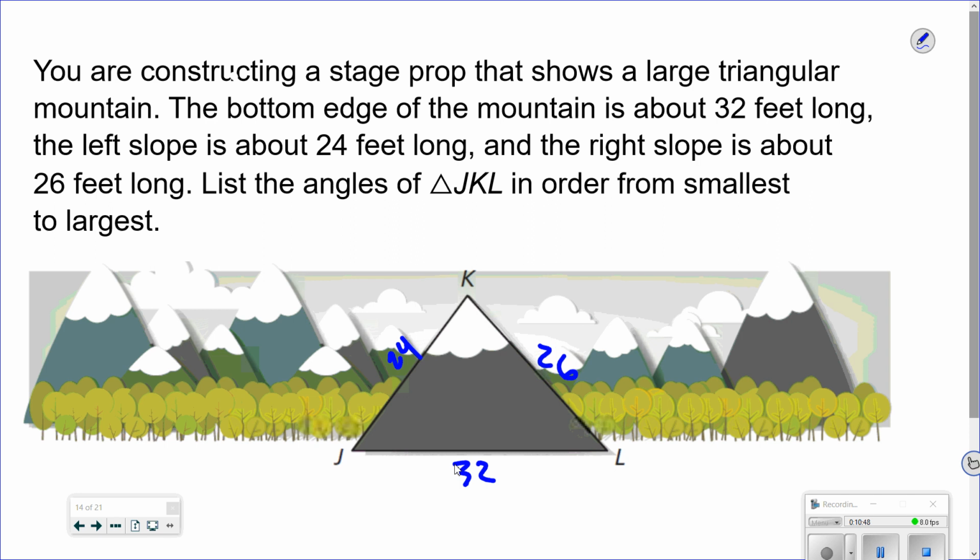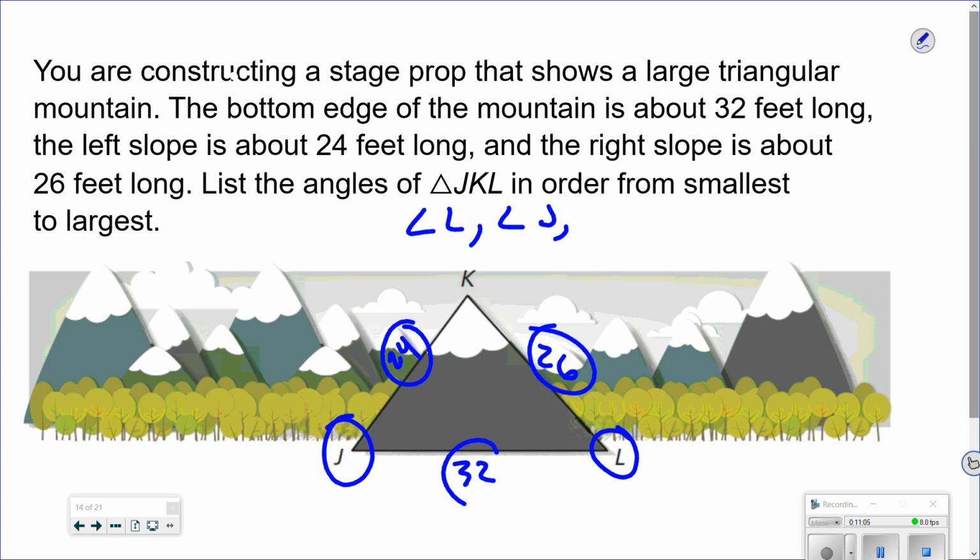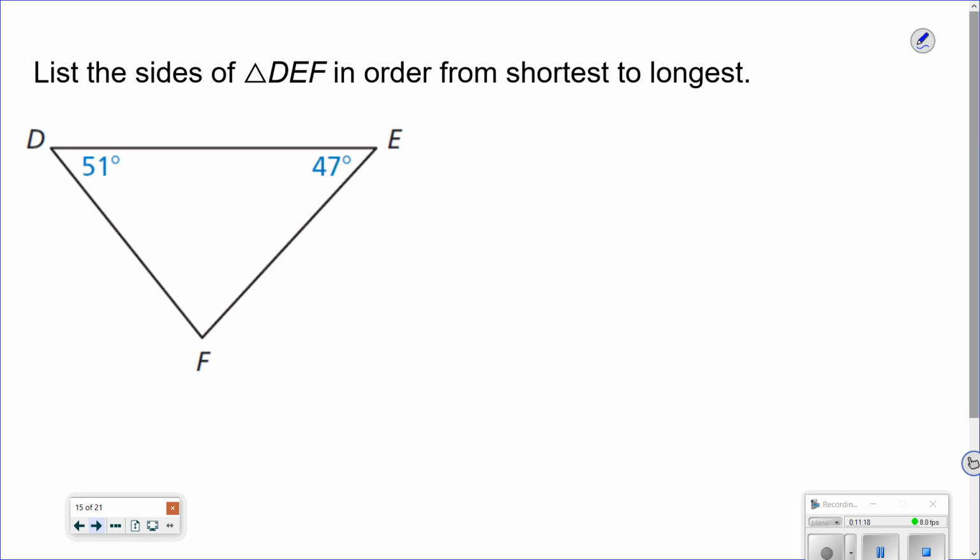So we're going from smallest to largest. Start with the smallest side. If this is the smallest side, that means the opposite angle has to be the smallest angle, so L would be the smallest. The next smallest side is 26, so this would have to be the next angle. And the largest side is 32, so K would have to be the largest angle. So pretty easy. Just start with the shortest side, it's opposite the smallest angle. Longest side, it's opposite the largest angle.